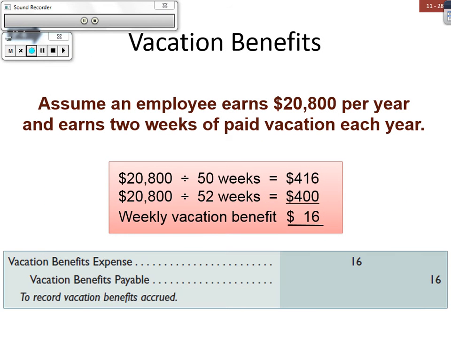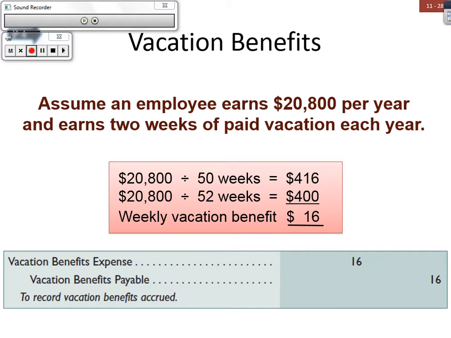Vacation. How do we calculate vacation? Assume an employee earns $20,800 per year and earns 2 weeks of paid vacation each year. All we need to do is take what they earn per year and break it down to what? Weeks. So that's also going to depend on what else? Whether they take it. They don't really care about whether they take it. You're going to get it regardless. So salary divided by how many weeks in a year?